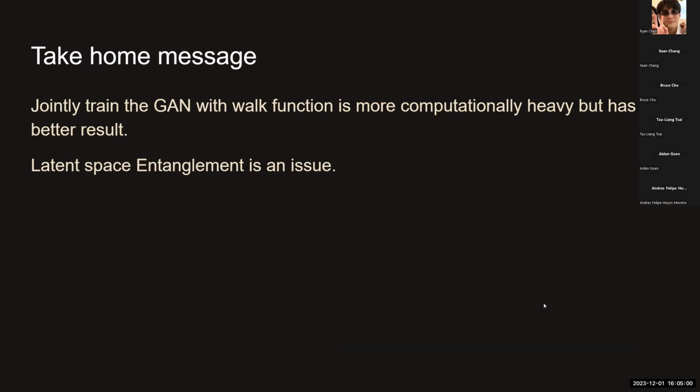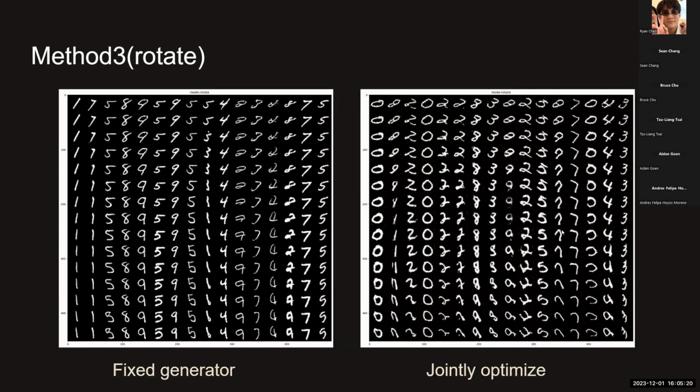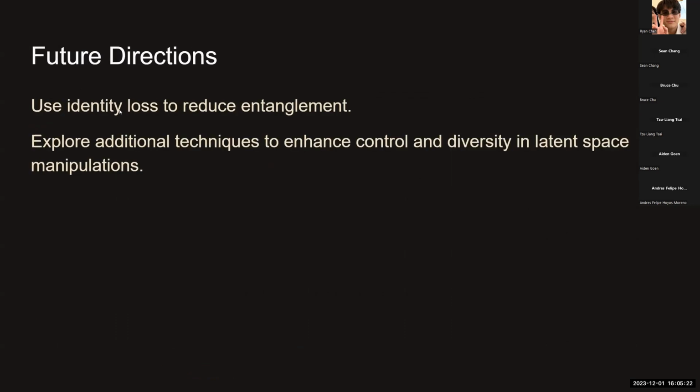So here's some take-home messages. Jointly training the GAN with the walk function is more computationally heavy, but has better results. And latent space entanglement is still an issue. So here you can see, although the face is gradually rotated, it turns into another person. Here's some future direction. We might use identity loss to reduce entanglement and explore additional techniques to enhance control and diversity in latent space manipulation.